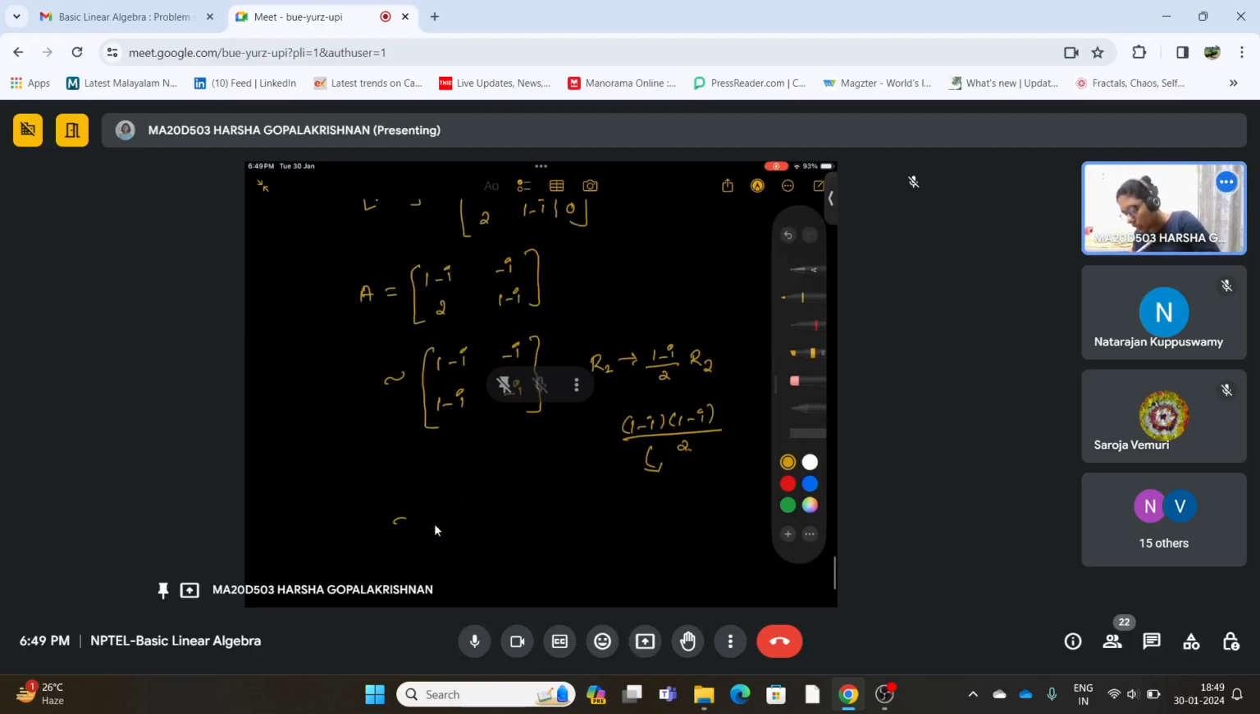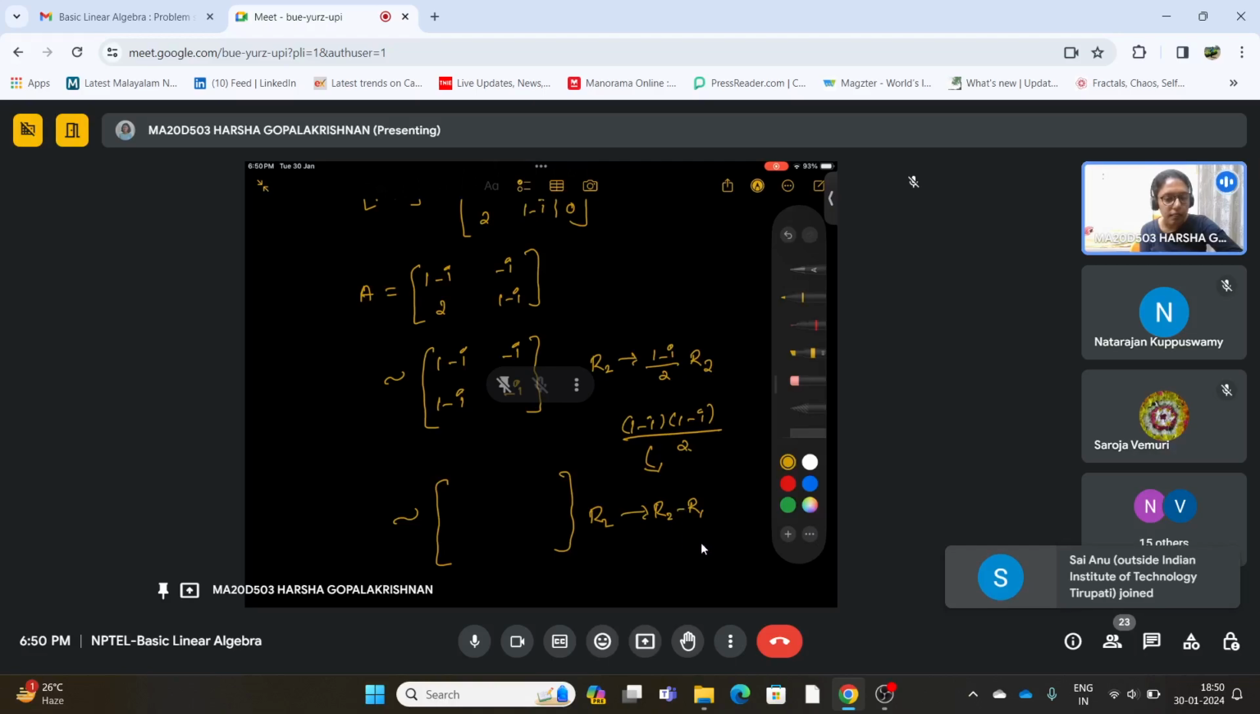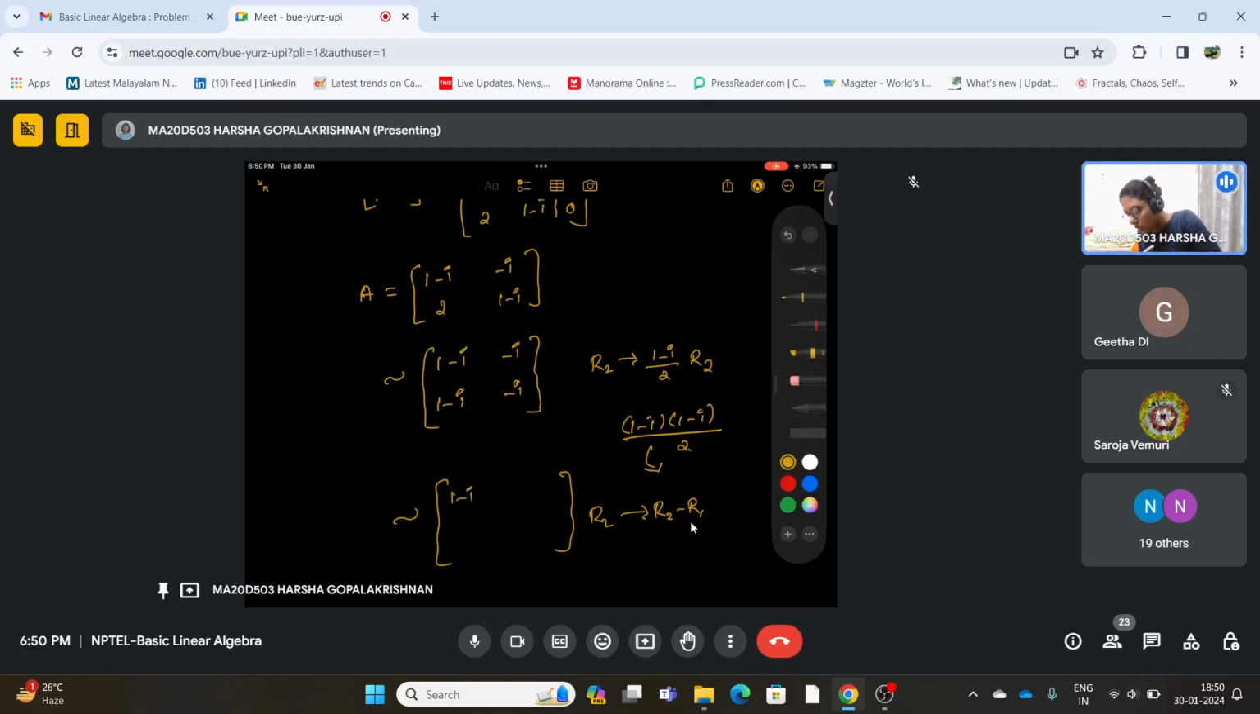So in the next step, what can we do? We can do R2 minus R1. I already said we can do row addition. In the same way, what does row subtraction mean? First we are multiplying R1 with minus 1 and then adding with R2. So it is basically constant scalar multiplication plus row addition. So what we will get is 1 minus i, minus i in the first row, and 0 0 in the second.